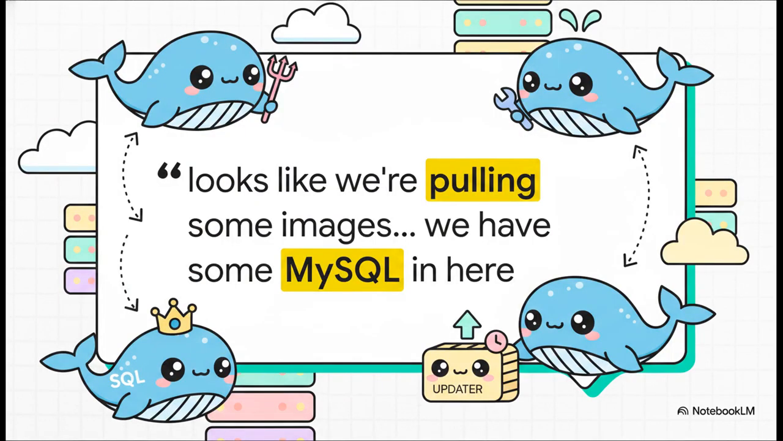Just like our source noted while they were running the installer script, they said, looks like we're pulling some images, we have some MySQL in here, a separate container for updating. Basically, this automated script reaches out and pulls all those necessary Docker containers directly to your system. You don't have to manually sit there configuring databases or background updaters. The script grabs exactly what it needs, and you just sit back and watch it build your entire infrastructure.